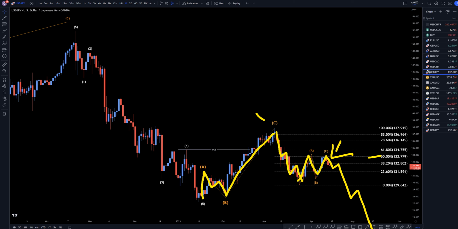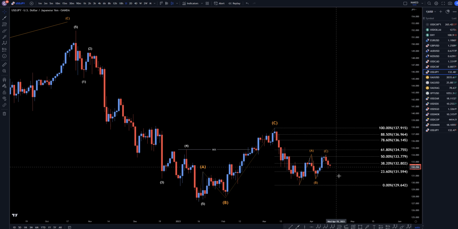Now the problem I have with the US dollar yen is we have a weak dollar versus a weak yen, which makes me doubt this pattern because I want to trade weak versus strong or strong versus weak. I don't really want to trade weak versus weak. It makes for a very choppy and a very uncertain market.